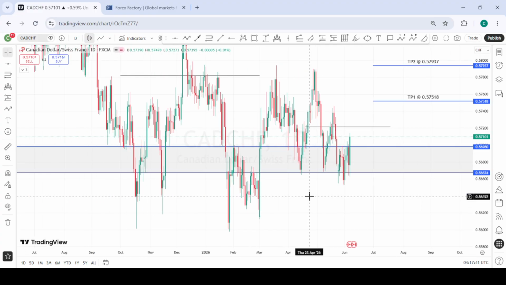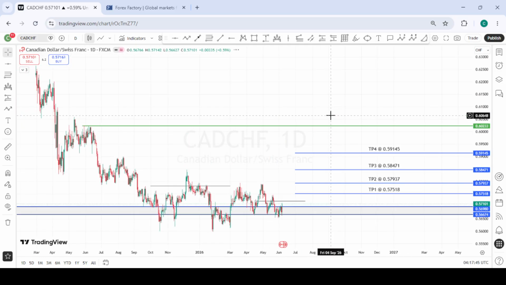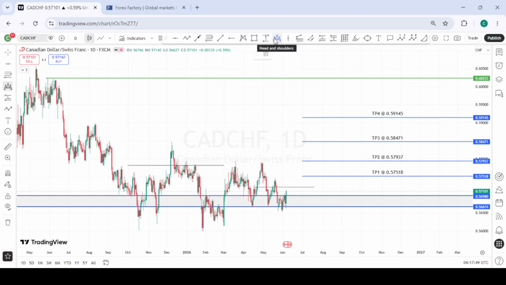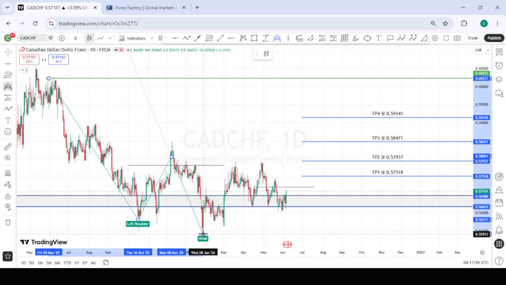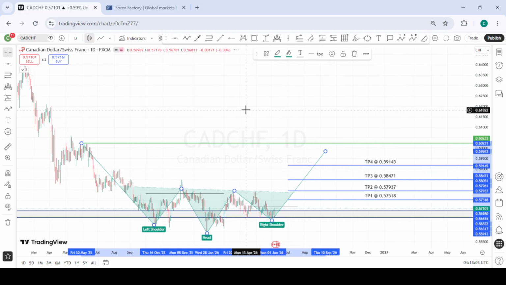This is CADCHF, and CADCHF is forming a possible inverted head and shoulders. It's not too clear, but let me identify it. I'm going to use the close of the candles instead. This is the left shoulder, this is the head, this is the possible right shoulder that is developing. So we're here to see price drive all the way up to the upside.